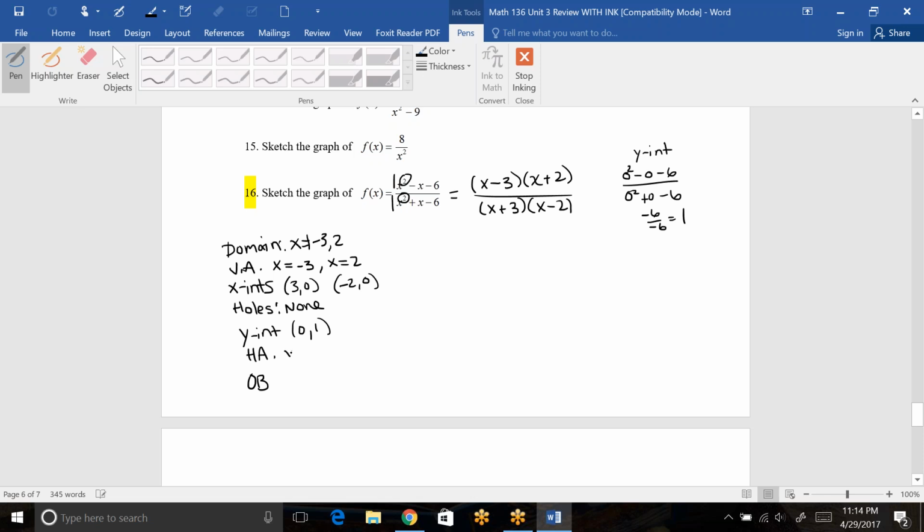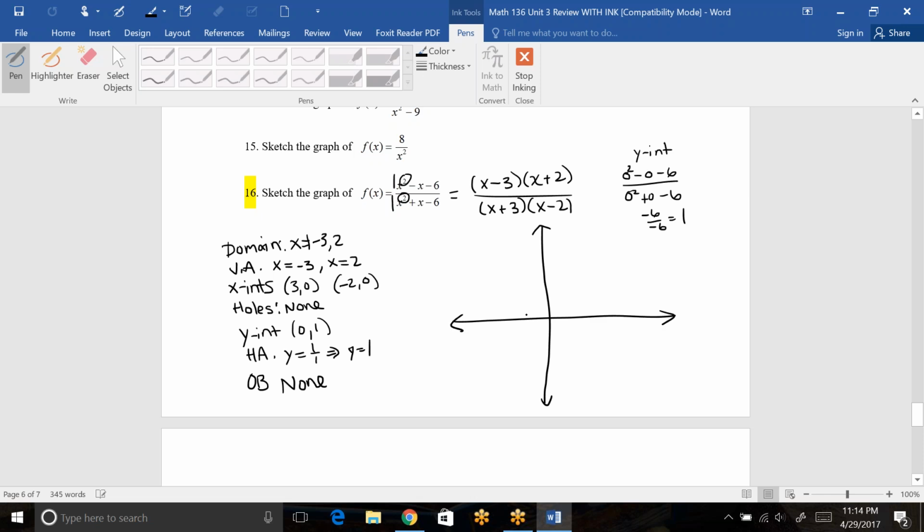So 1 over 1 would just be 1. So no oblique. The only time you get an oblique, and we said we wouldn't test you on that anyways for a graphing problem, is if the top power was higher. If the bottom power is higher, you get y equals 0. If it's the same, you get the coefficients. So this is a lot of information that will help us get our graph started.